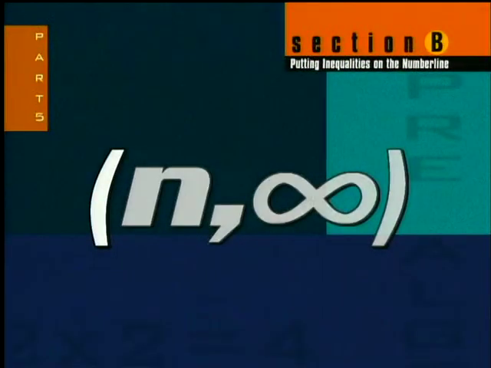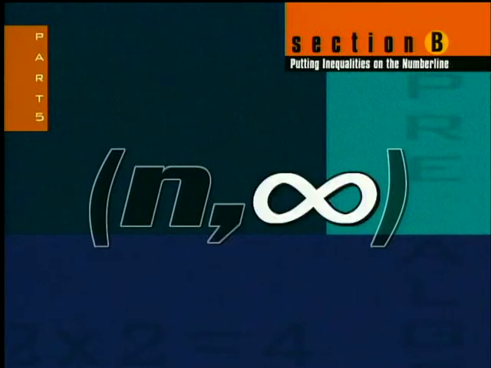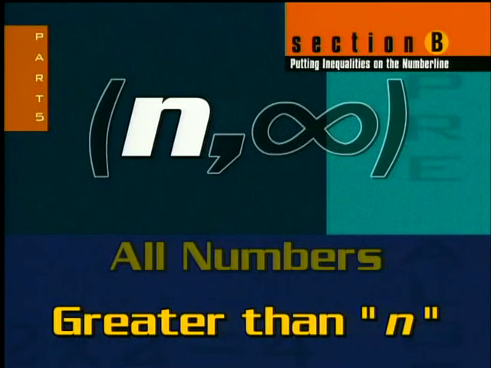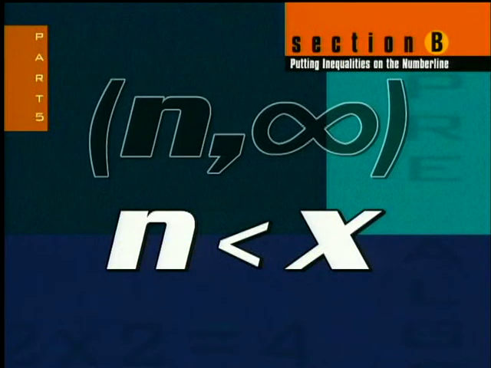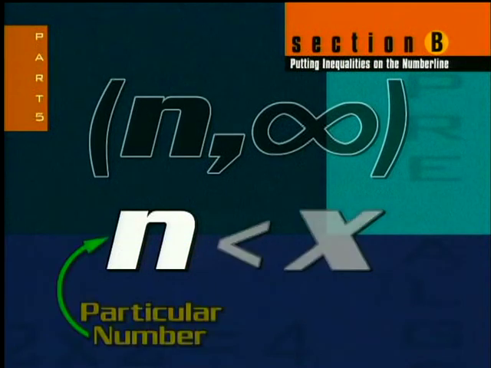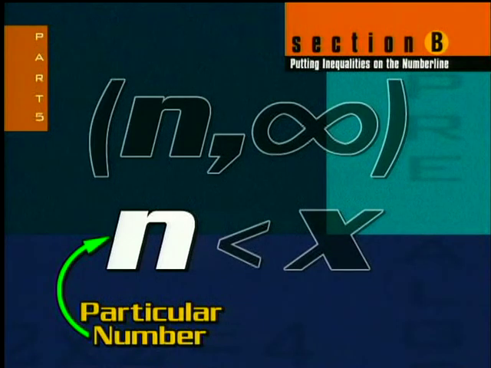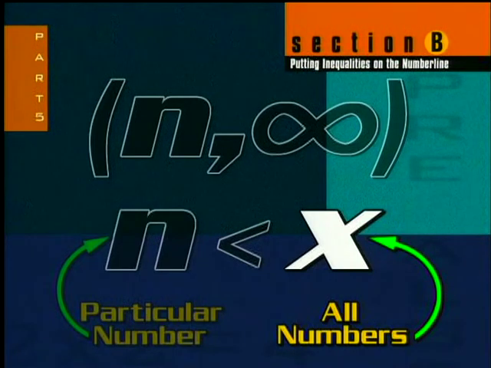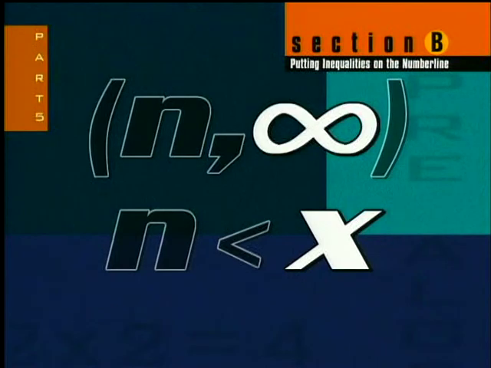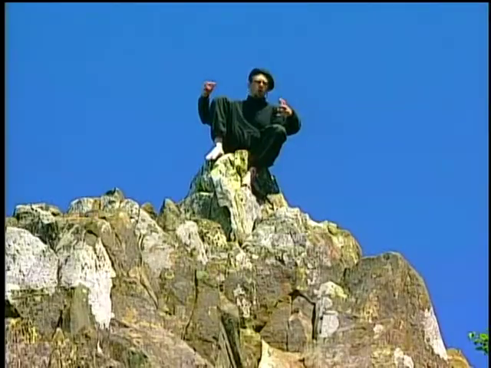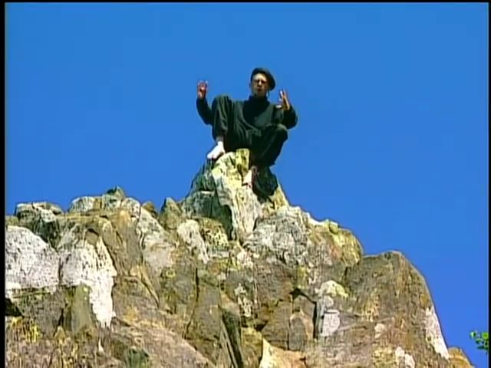When we see this, parentheses n, comma infinity parentheses, it translates into all numbers greater than n. It can also be written as this inequality: x is greater than n. While n stands for a particular number, that x stands for all numbers. So, we've got all numbers greater than n. That's so many numbers.